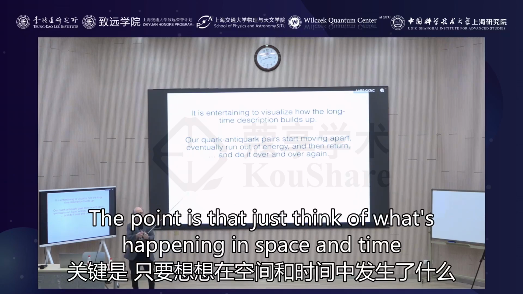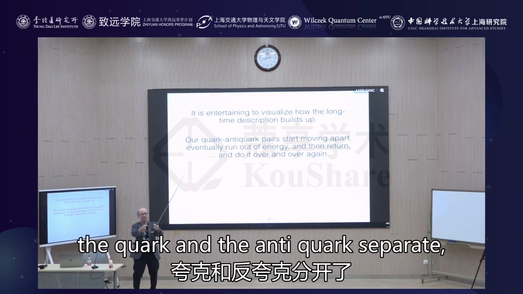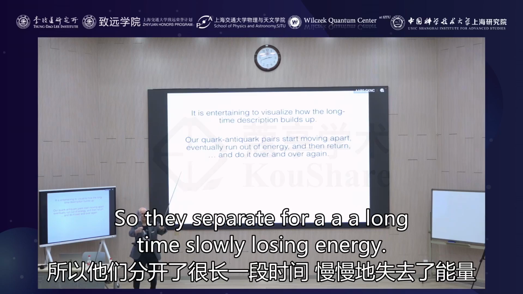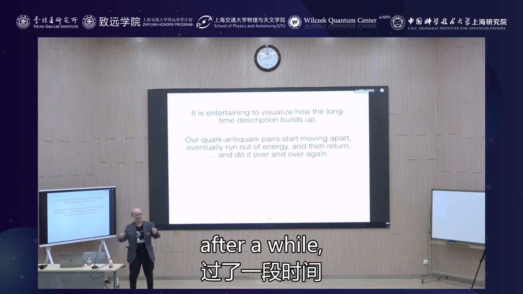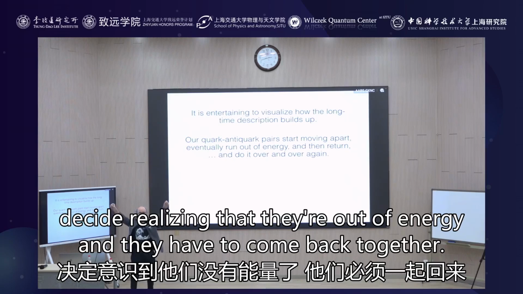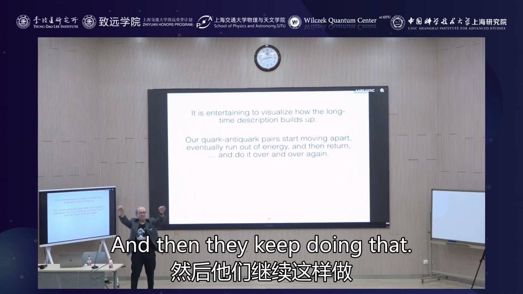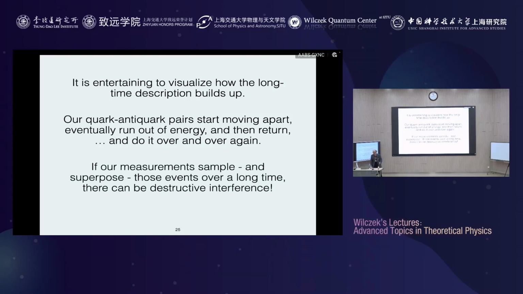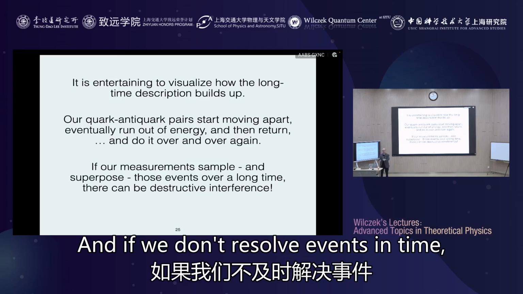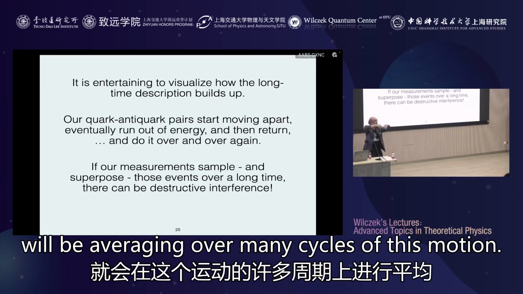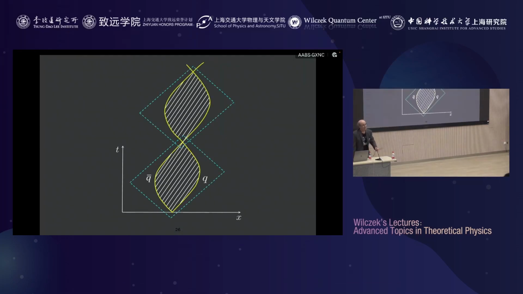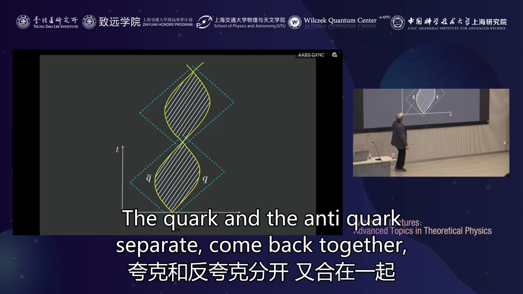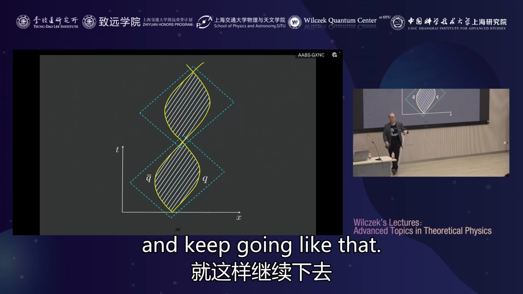And the point is that just think of what's happening in space and time. The quark and the antiquark separate. They don't feel much of a force. So they separate for a long time, slowly losing energy, and only after a while realizing that they're out of energy and they have to come back together. Okay? And then they keep doing that. Remember, the interaction is very weak, so they keep doing it, over and over again. And if we don't resolve events in time, we'll be averaging over many cycles of this motion. In space-time, it'll look like this. The quark and the antiquark separate, come back together, separate, come back together, and keep going like that.